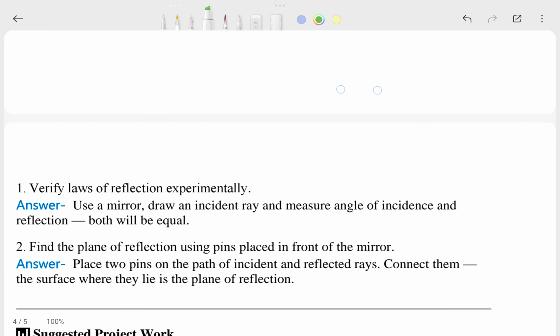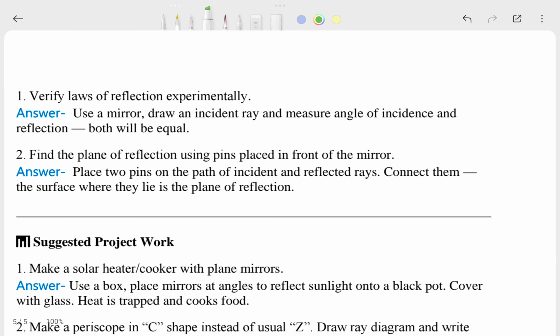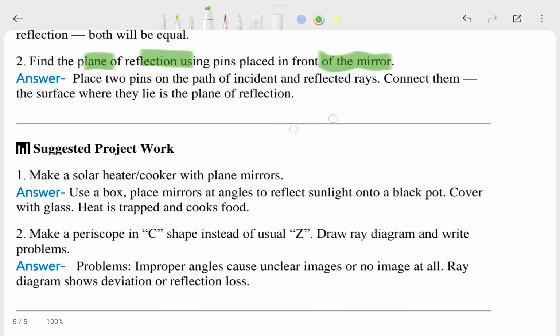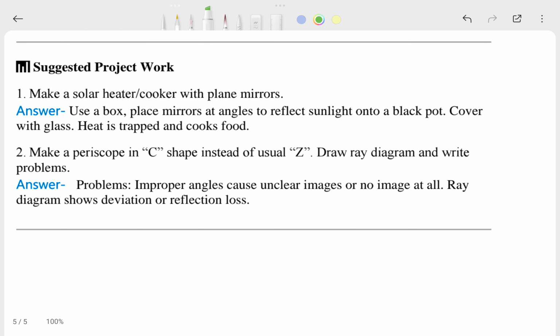The experiment questions are two: verify the law of reflection experimentally, and find the plane reflections using a pin in front of a mirror. Generally these are the questions. If it is clear, we will go to the suggested project work. The first is: make a solar heater cooker with the plane mirror, and this is the last one.